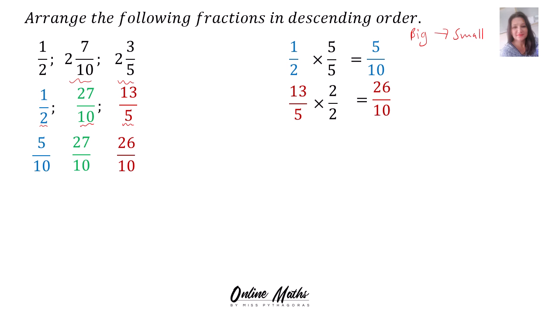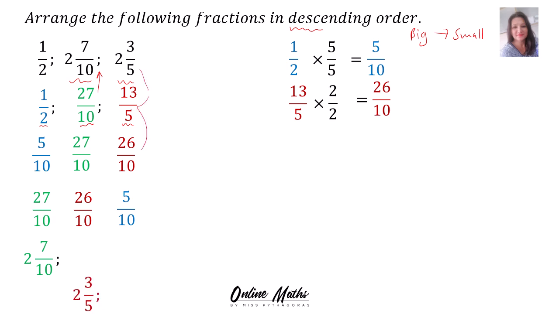So now we go for descending order, in other words, big to small. So we start with 27 over 10, 26 over 10, 5 over 10. And then remember that is the answer, but let's just write it as the original fraction. 27 over 10, you can clearly see, used to be 2 and 7/10. 26 over 10 used to be this one. You go up, 2 and 3/5, and then the half is the only one that's left. And there, you wrote it in descending order.